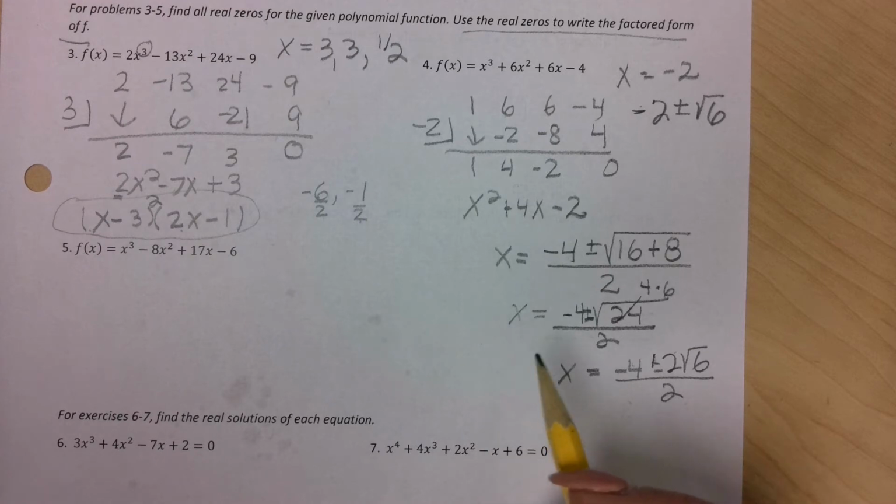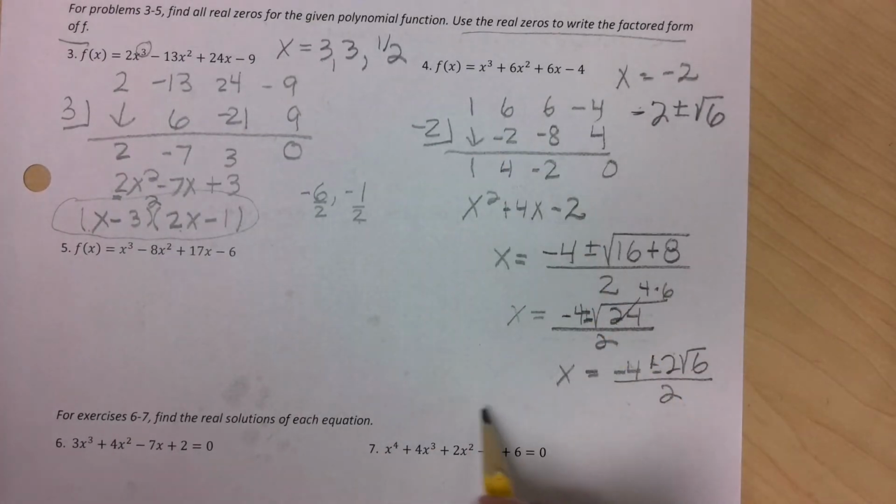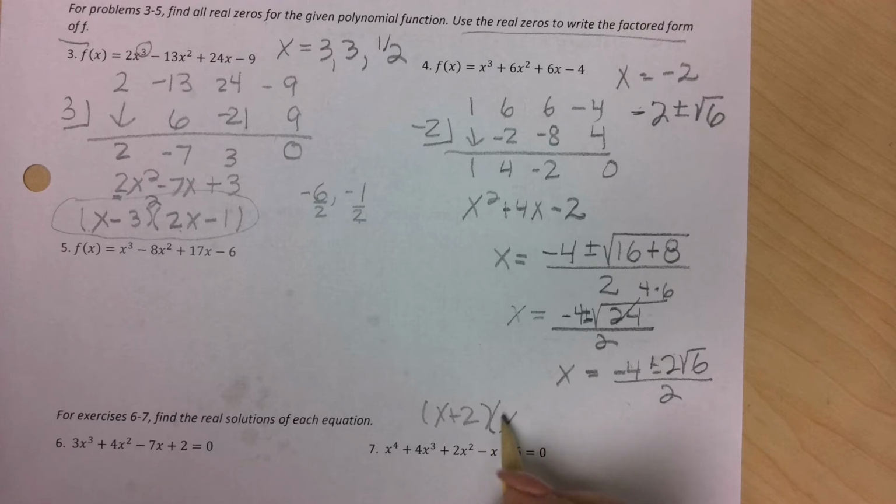Now it did say to write it in factored form. So since I'm kind of running out of time, we can write it quickly, I guess. Down here we have x plus 2. And how do I write this in factored form? I'm going to write it as x.